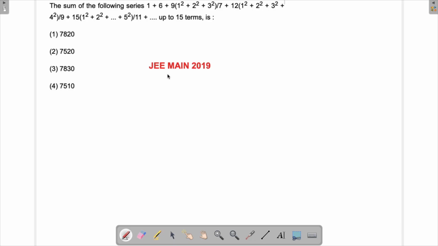Okay, so let's solve a problem which appeared in JEE Main 2019. This is a problem from the sequence and series chapter. You can see that there is a sequence given to you, which is 1 plus 6 plus 9 into (1 square plus 2 square plus 3 square) upon 7 and so on and so forth.